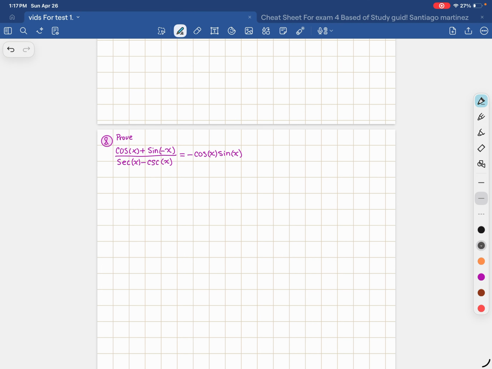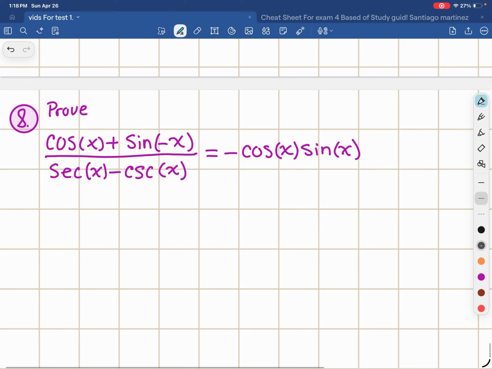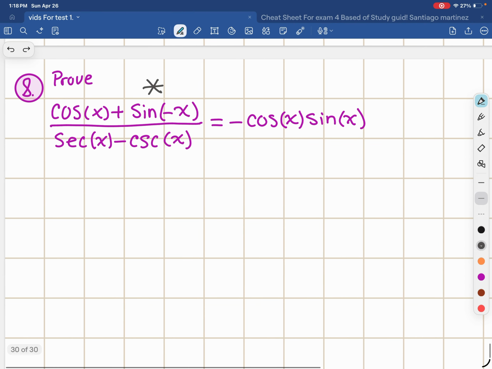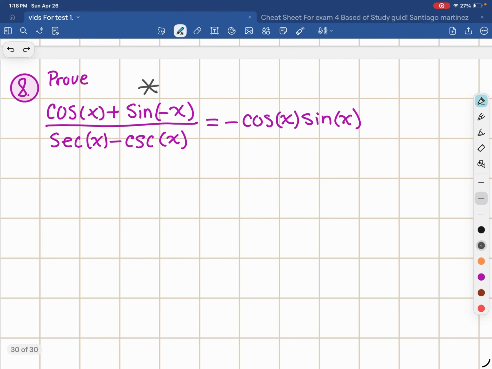So first thing, you got to pick a side and you got to stick to a side to prove. So I'm going to pick the left side. It seems a little easier to condense this into this, in my opinion. But you never know, the right side could be easier to prove. If you feel like it, go ahead and try to prove both sides.